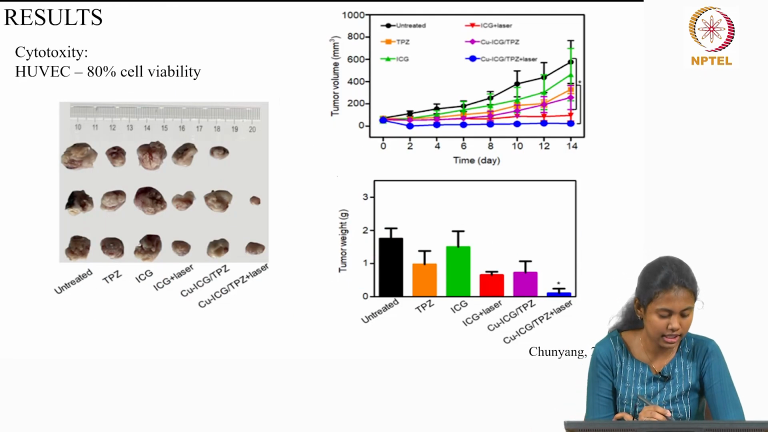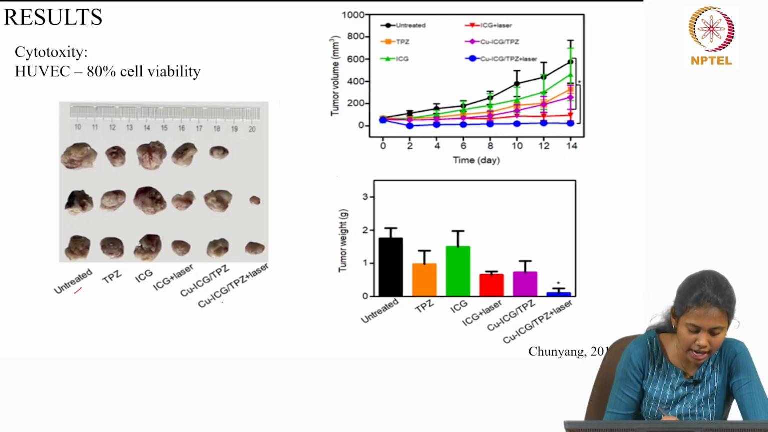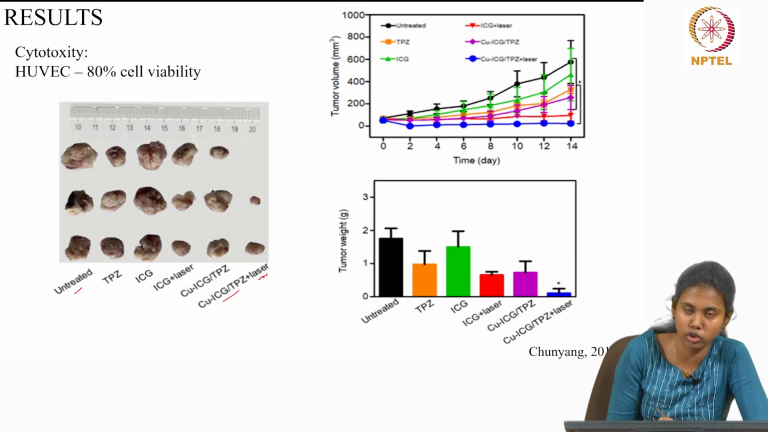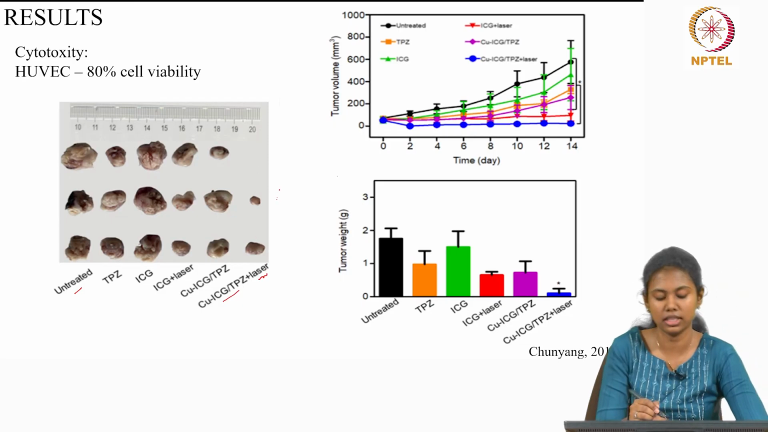As you can clearly see, the size of the tumor is reduced when compared to an untreated cell and with this particular nanoparticle irradiated with laser photosensitization. This laser is for photosensitization. So, the decrease in the tumor volume is clearly observed.